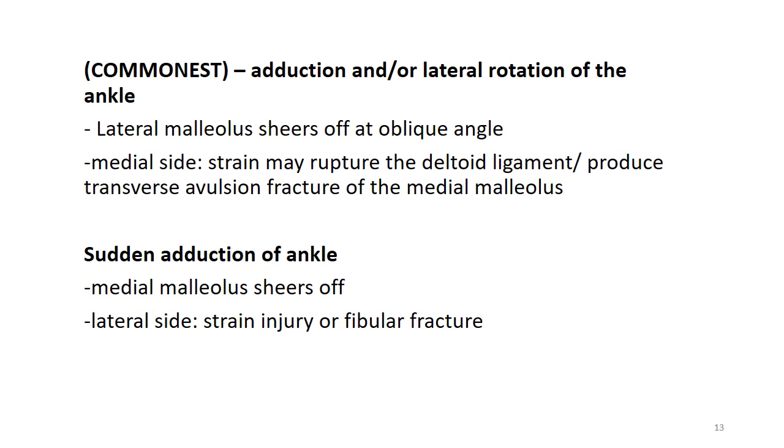The lateral malleolus is sheared off at an oblique angle, and on the medial side, strain may rupture the deltoid ligament or produce a transverse avulsion fracture of the medial malleolus. The next mechanism of injury is sudden adduction of the ankle. In this case, the medial malleolus shears off, and on the lateral side, a strain injury or fibular fracture might occur.